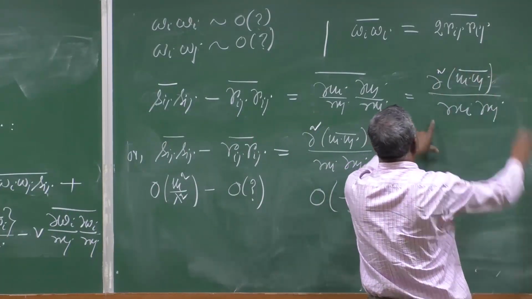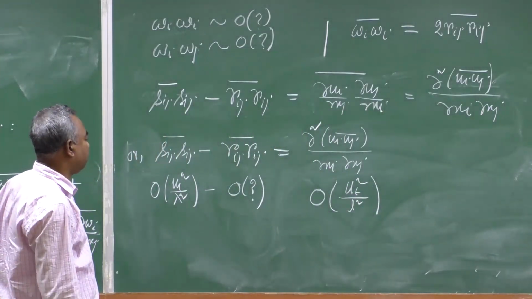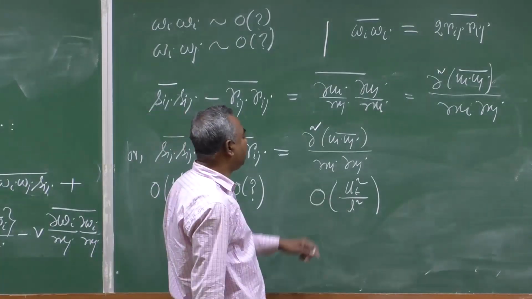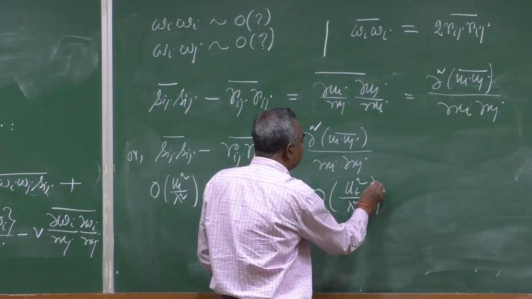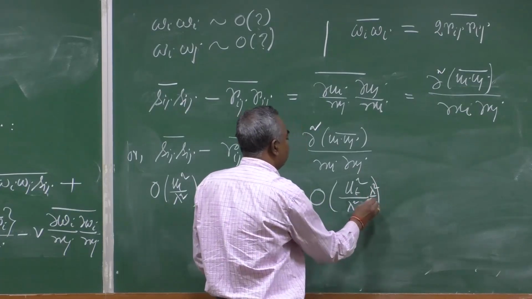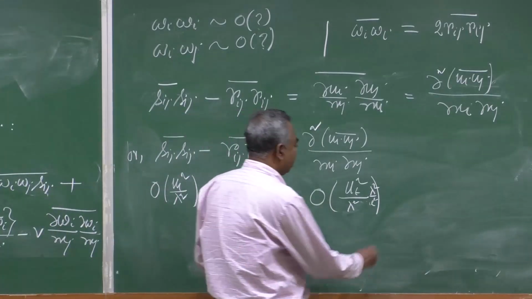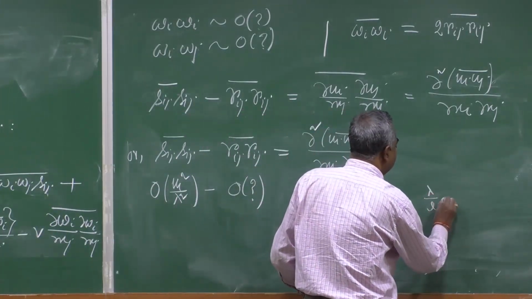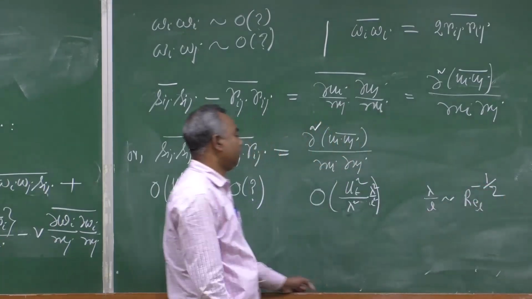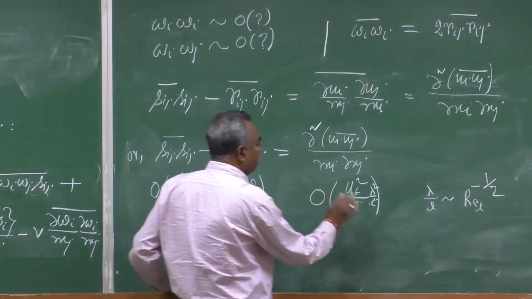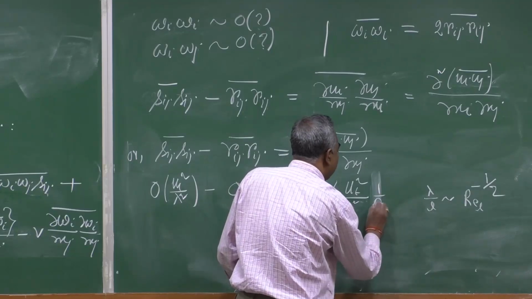It should be 2, right? Yeah. u_t squared by L squared, right. Now, this u_t squared by L squared we can manipulate a little bit. u_t squared by lambda squared, I can take lambda squared by L squared. Okay. And you know from our previous class that lambda by L scales with Re_L to the power minus half. So, that means this particular term here we can write as 1 by Re_L.